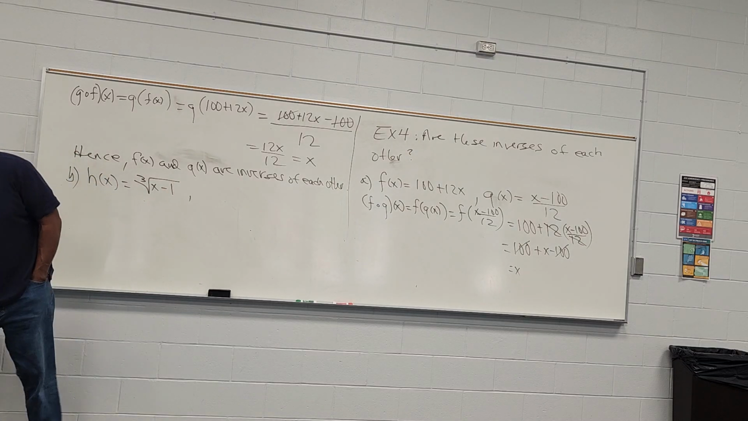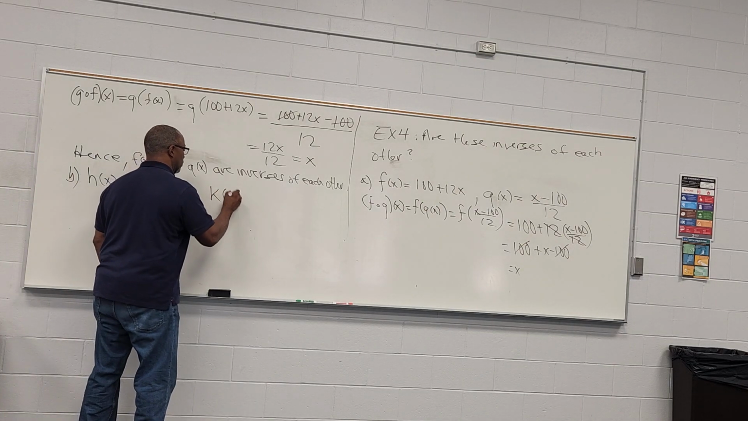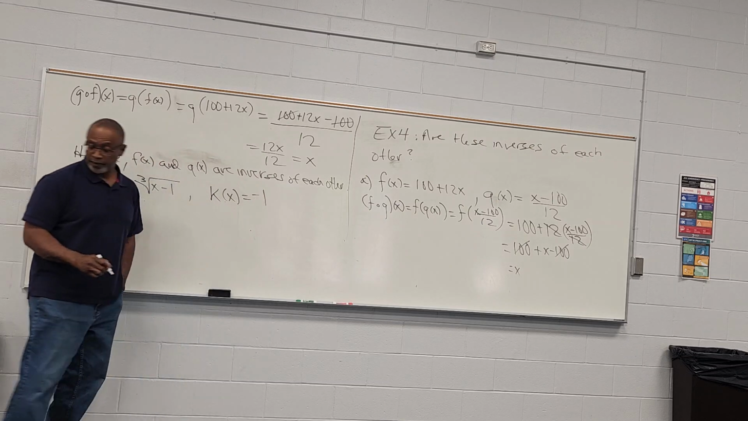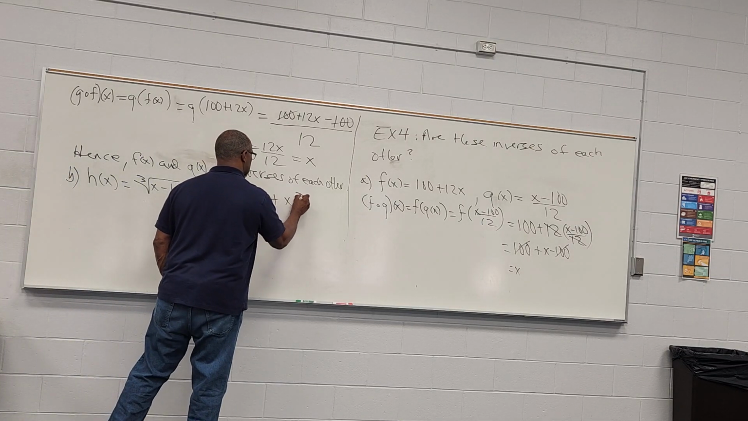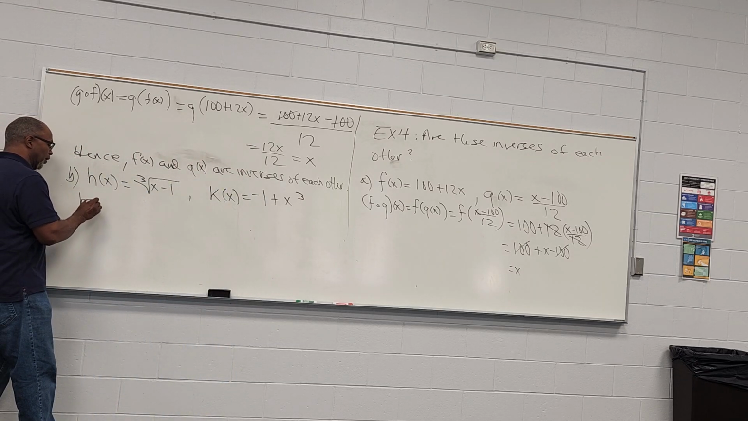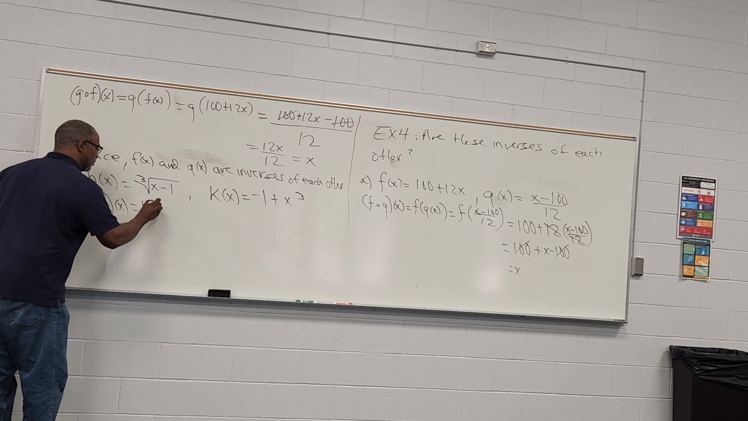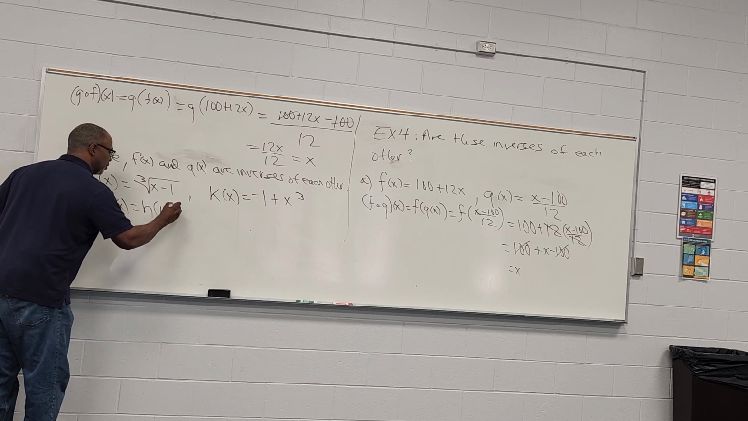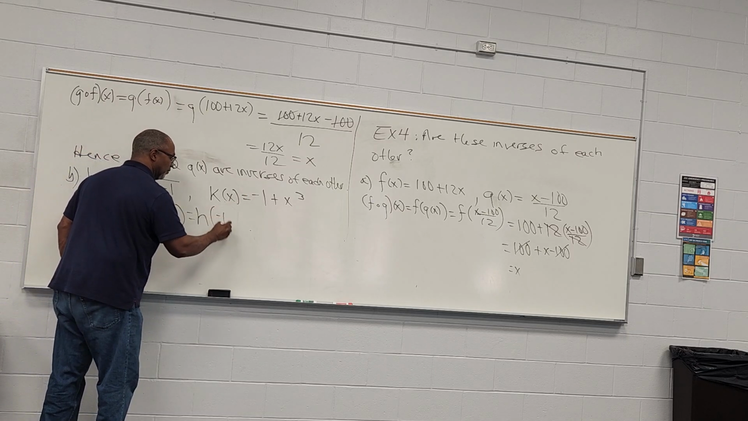And they give me the function k of x equals negative 1 plus x cubed. Okay? So again, I've got to do both compositions. I've got to do h composed with k of x. That means h of k of x. Plug in k of x. K of x is this stuff.